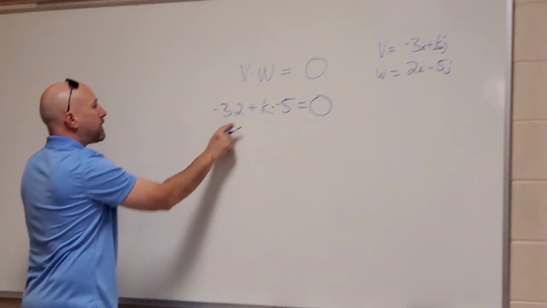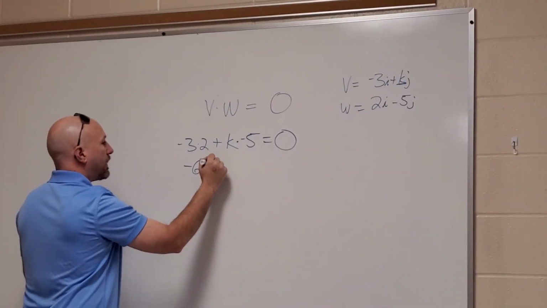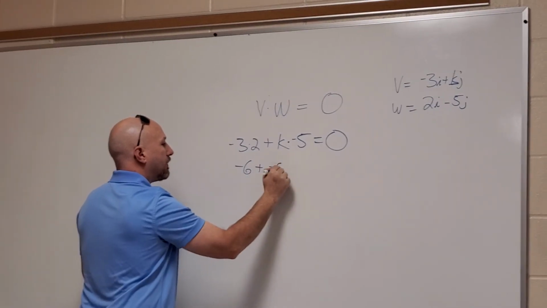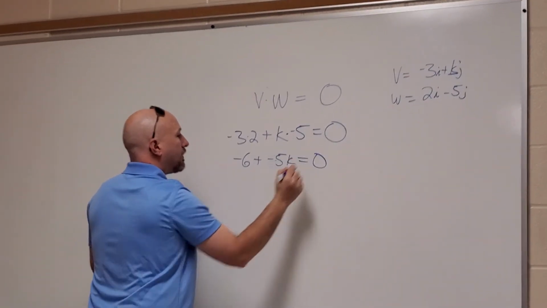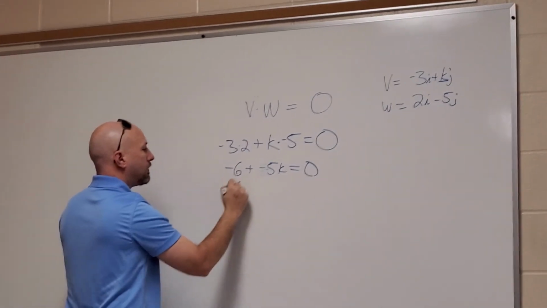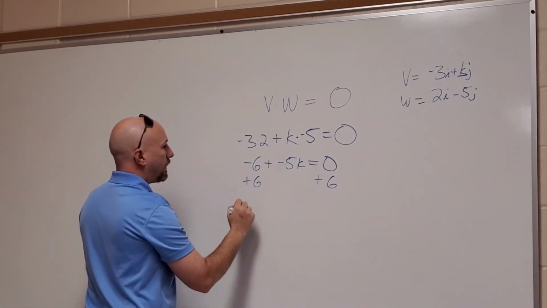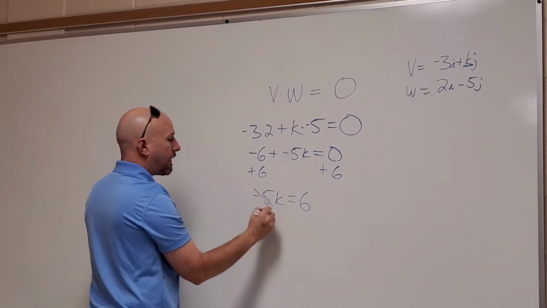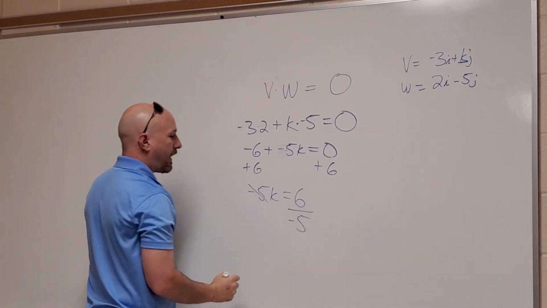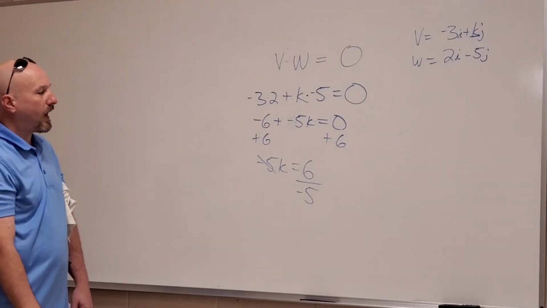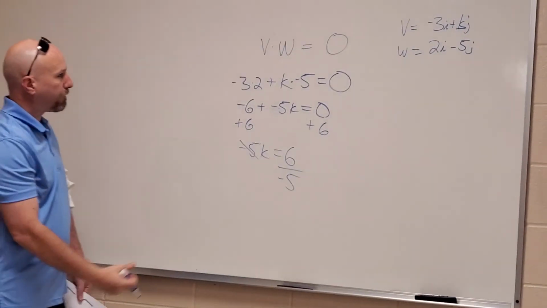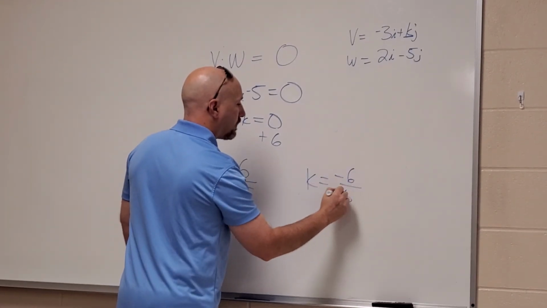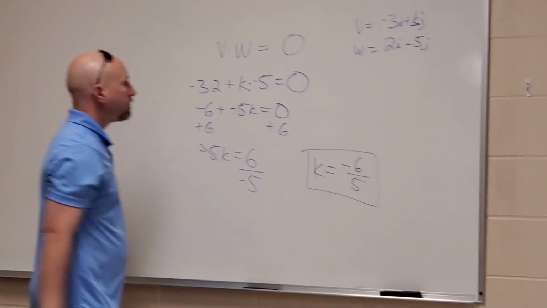All right, so negative 3 times 2 is negative 6 plus K times negative 5, I'm going to rewrite this as negative 5K. Move the 6 over, and you get negative 5K equals 6. And now just divide by negative 5. So then K is 6 over negative 5, or K is negative 6 fifths. Not too hard.